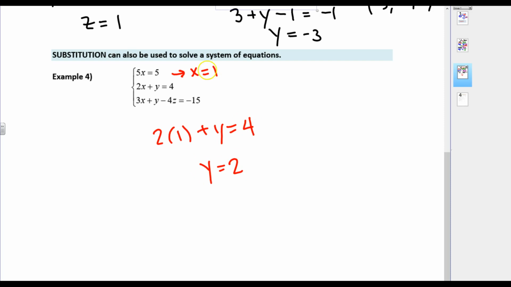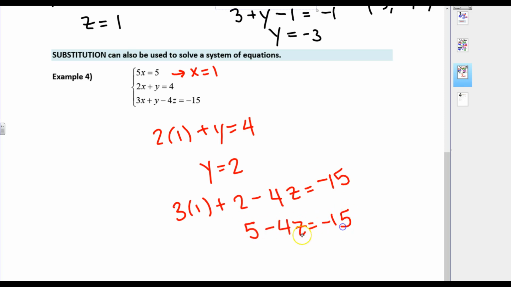So now I can take the x and the y and plug them into my last equation to get z. 3 times 1 plus 2 minus 4z equals negative 15. Well, that gets me 3 plus 2 is 5 minus 4z equals negative 15, or negative 4z is negative 20, so z must be negative 5. Or sorry, positive 5. Sorry about that, guys. z must be positive 5.